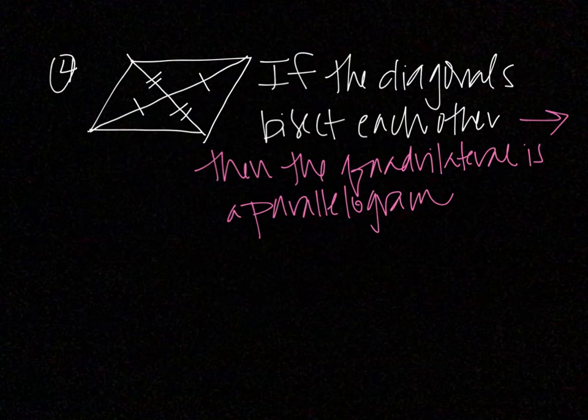And maybe by doing that, I'm able to use CPCTC and show that the 2 triangles are congruent, so the parts are congruent, and so the diagonals bisect each other. Or maybe the picture's just given to me, and the diagonals bisect each other. So if the diagonals of a quadrilateral bisect each other, then the quadrilateral is a parallelogram.